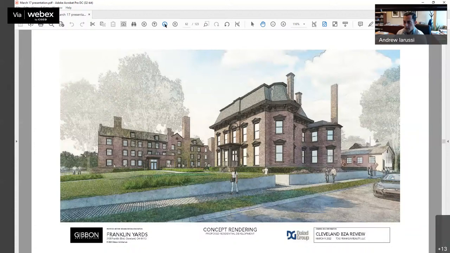We purchased this property on Franklin at the end of 2018. Within about a year, we received a historic preservation tax credit award from the state of Ohio.